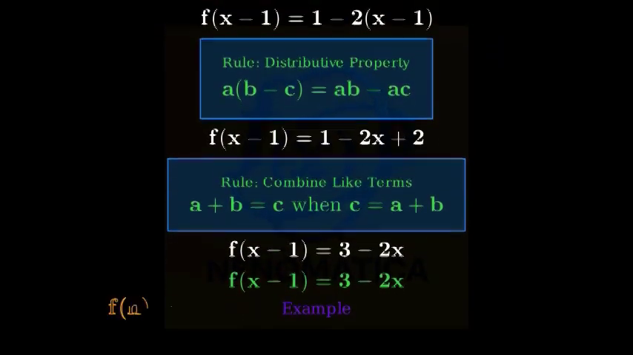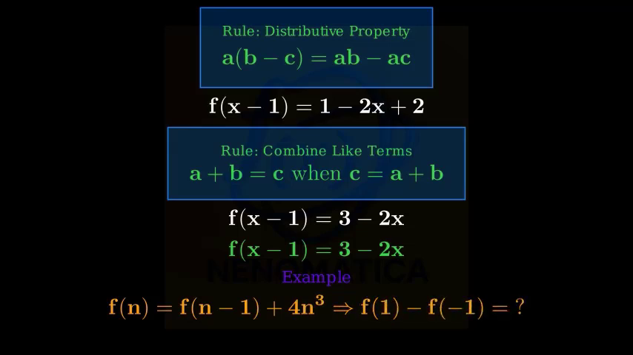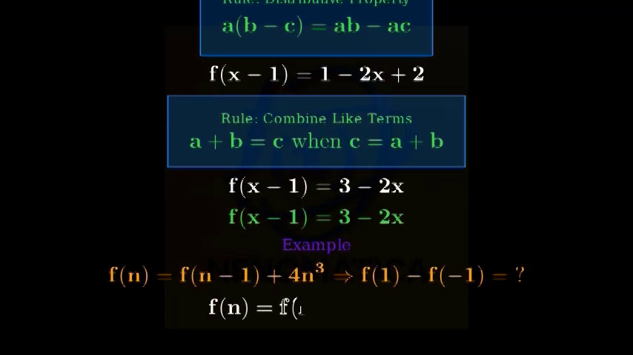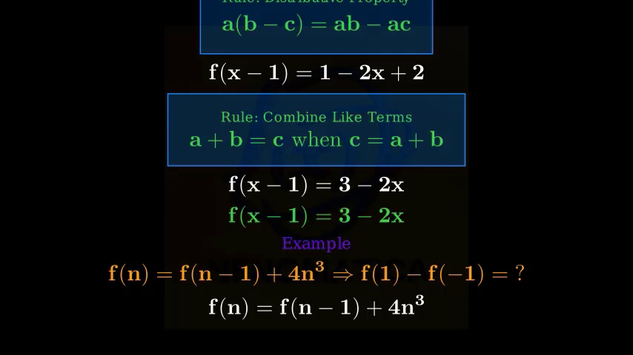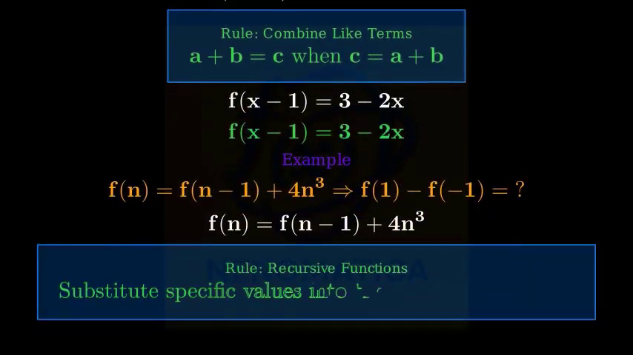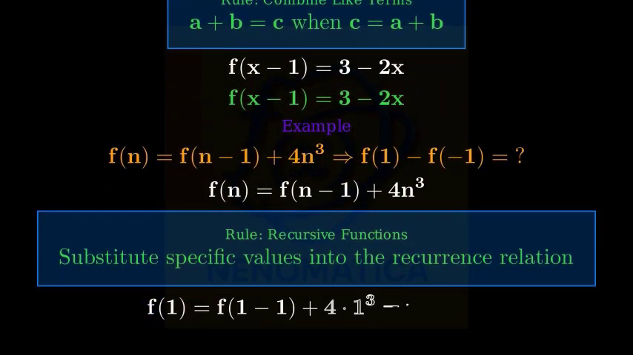Now, let's move on to a more complex example. We have a recursive function f of n equals f of n minus 1 plus 4 times n cubed. We need to find the value of f of 1 minus f of negative 1. For this problem, we need to find f of 1 and f of negative 1 separately, and then calculate their difference. Let's start by using the recurrence relation to find f of 1.